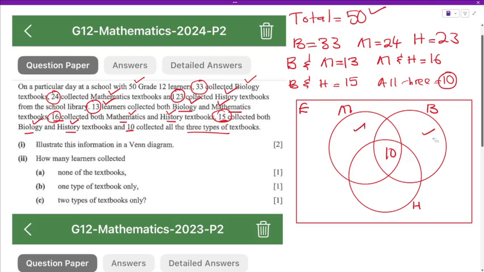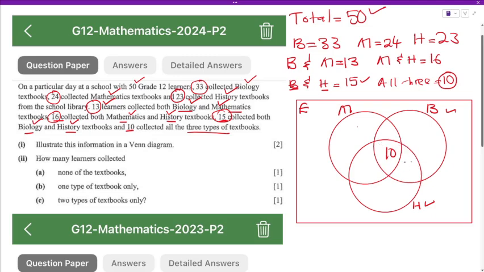Okay, so now we go to this value here. What is it representing? Biology and history. Where is the intersection for biology and history? Biology is this set, history is this set. The entire intersection for biology and history is this one here. Okay, that one I'm shading. It's the same color, so no wonder I'm shading it several times so that you can see the region. That is the region for biology and history only.